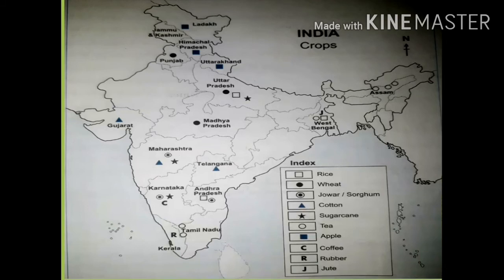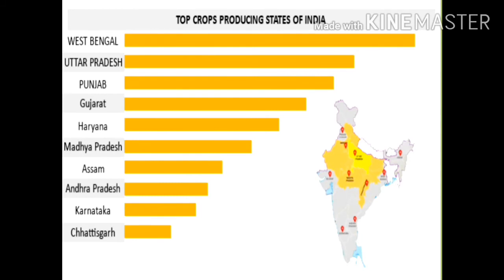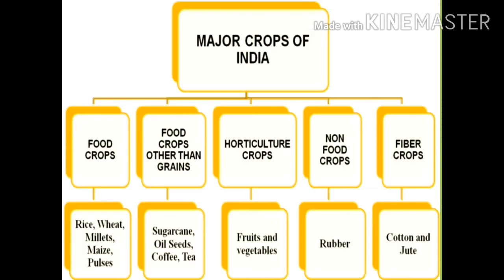Given is the map of India, which shows the distribution of crops like wheat, jowar, rice, cotton, sugarcane, tea and apple. So looking at the map, we will come to know that we find a variety of crops and cultivations or plantation at various states in India. Let us see which are the top crops producing states of India. And those are West Bengal, Uttar Pradesh, Punjab, Gujarat, Haryana, Madhya Pradesh, Assam, Andhra Pradesh, Karnataka and Chhattisgarh.